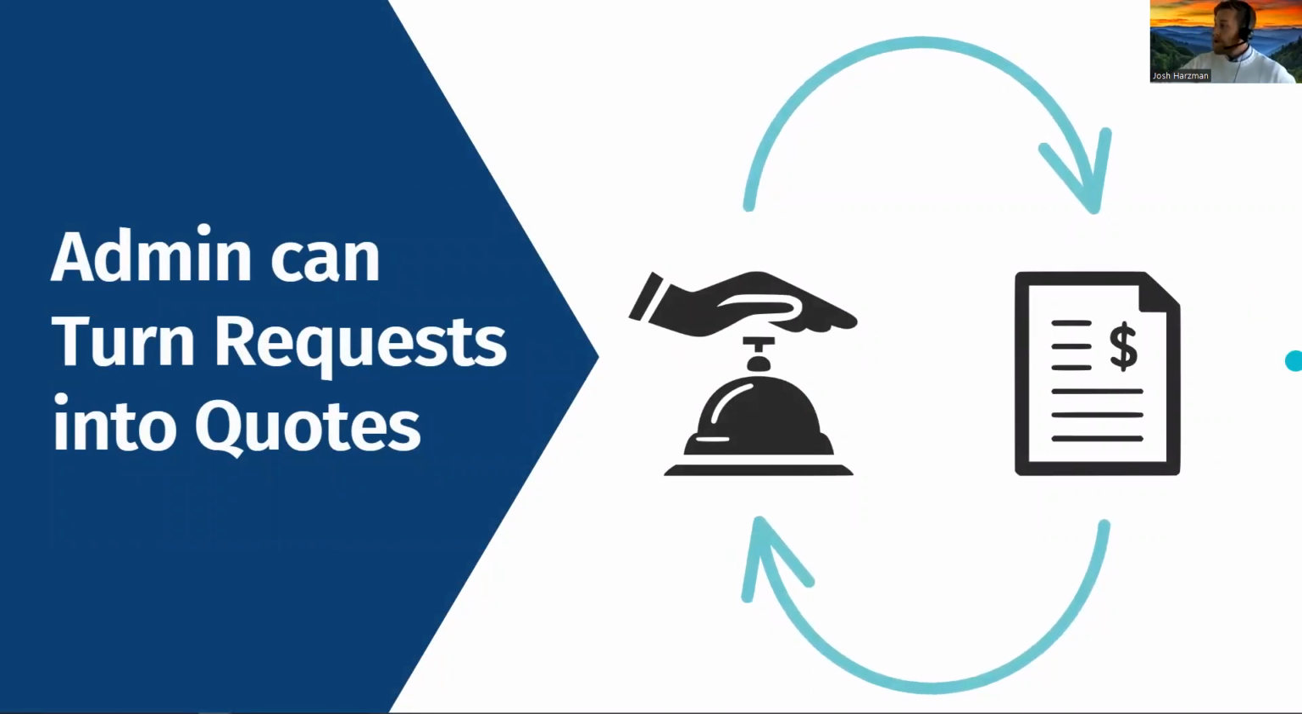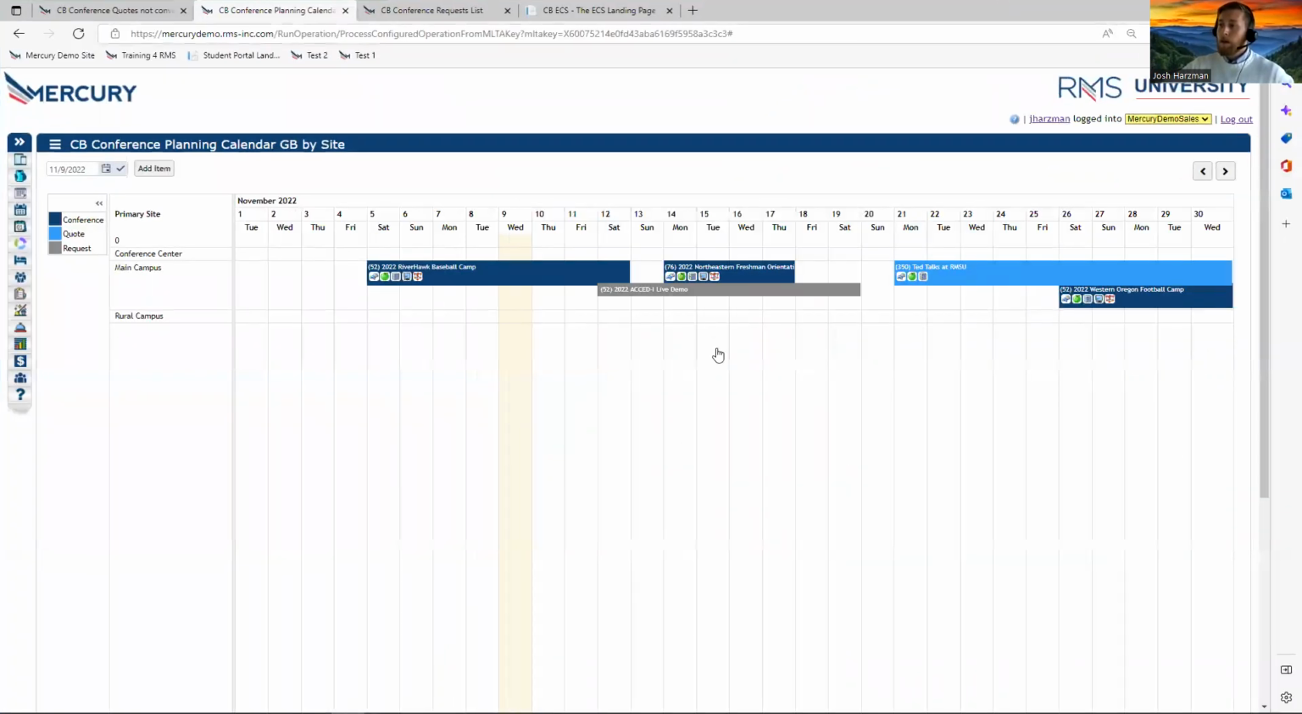So we just watched a request get submitted. And if I pull up my interactive calendar, we see that that request is sitting right here. This is our live demo. And I said that our calendars are interactive, so I can click on this calendar and I can convert it into a quote. So by looking at the calendar, we can confirm, okay, you know what?